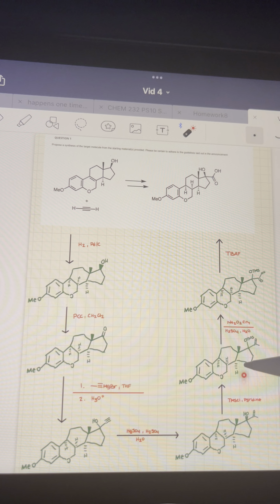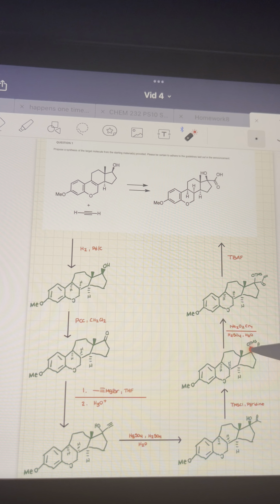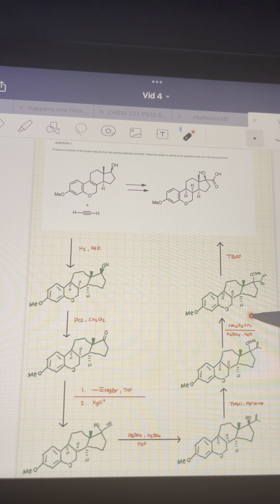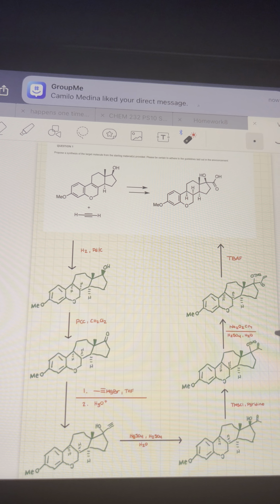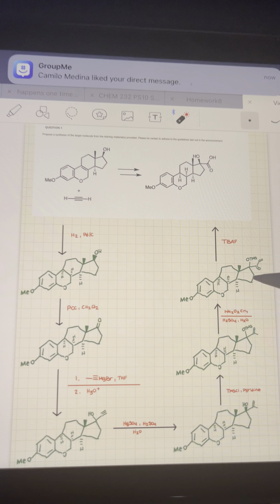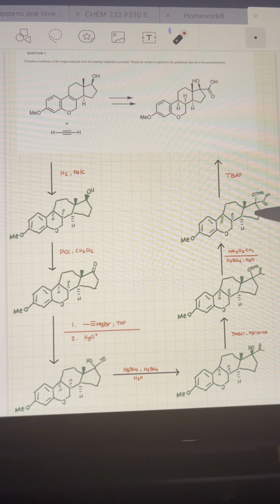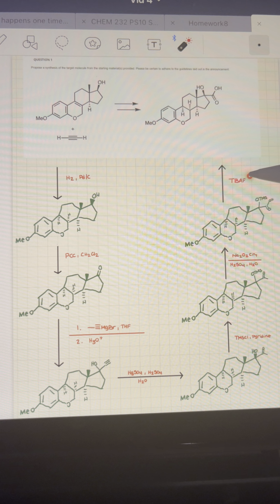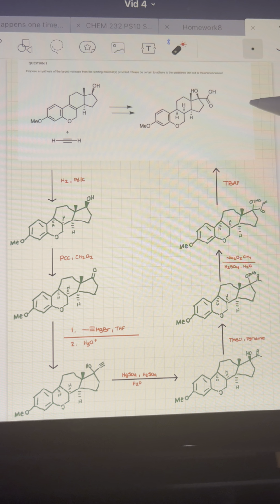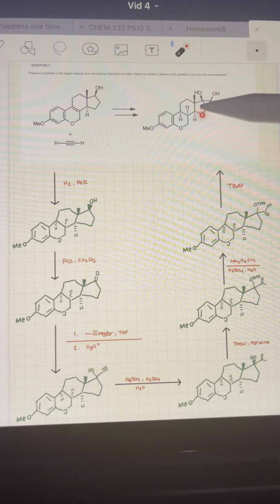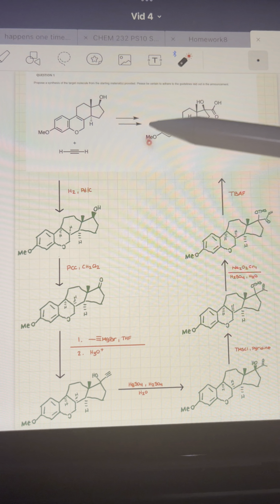So then after we switch hydroxide to a better leaving group with OTMS, next we're going to use a strong oxidizing agent in order to oxidize our ketone and turn it into a carboxylic acid. So once we have formed the carboxylic acid, we're then going to use TBAF in order to form the hydroxide and eliminate our OTMS and get us to our final product over here.